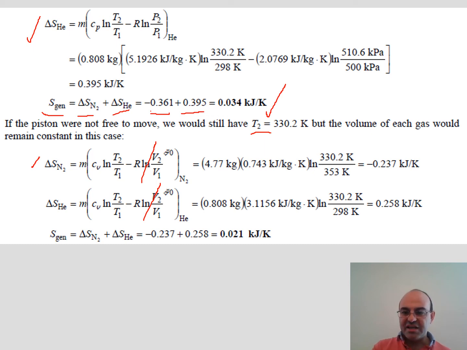Again, you see that in this case, the nitrogen is again losing heat, therefore its entropy decreases. Helium is gaining heat, its entropy increases. The sum of these two, the entropy generation, would be again positive. So this was a kind of advanced problem for the concept of entropy generation in an ideal gas.